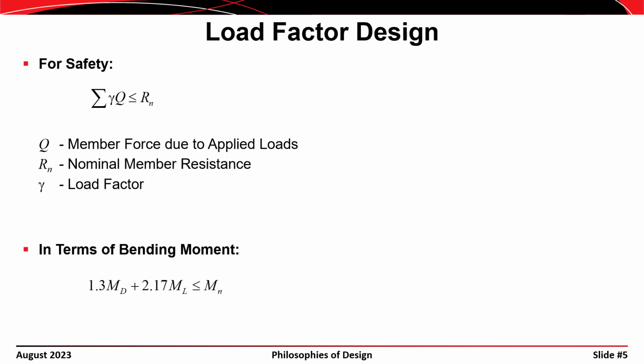Okay, if we put that in terms of bending moment, what we do is we separate out the dead load moment, the live load moment, and we apply different load factors to those different actions, right? So the idea is that dead load is going to be more predictable than live load, for instance. And we would make sure that the sum of those moments is less than or equal to the moment capacity of the member.